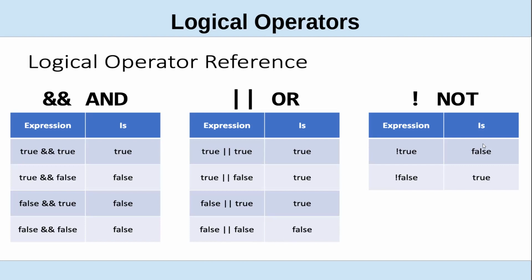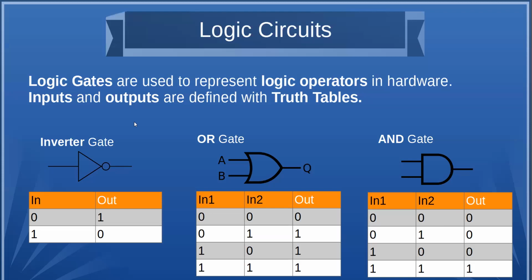The NOT operator is just an inversion. So it's the opposite of whatever the input is. When we have that in hardware, it's going to be called an inverter. Okay, so we implement those things in hardware with gates. We have an inverter gate, an OR gate, or an AND gate. We also have the NOT versions of these, which would be a NOR gate or a NAND gate.